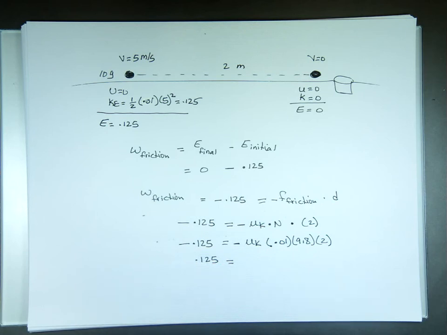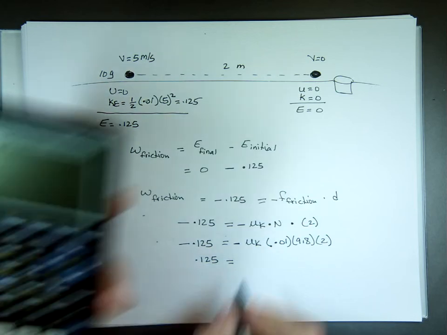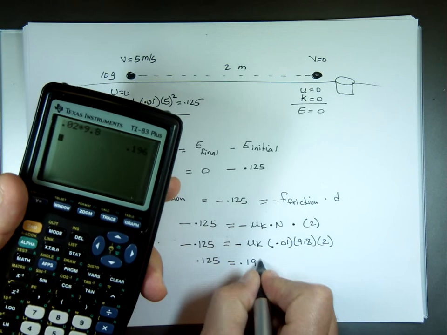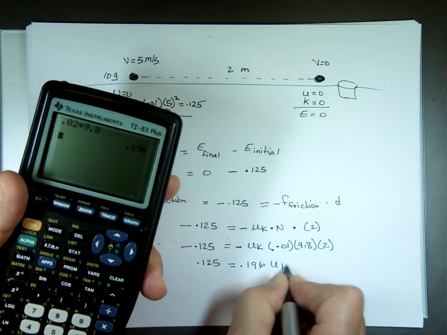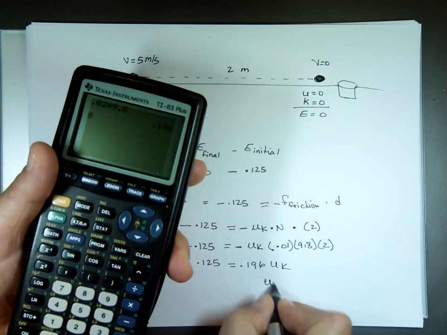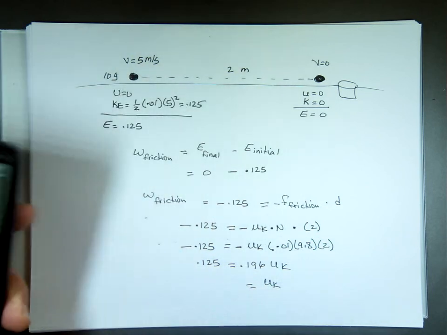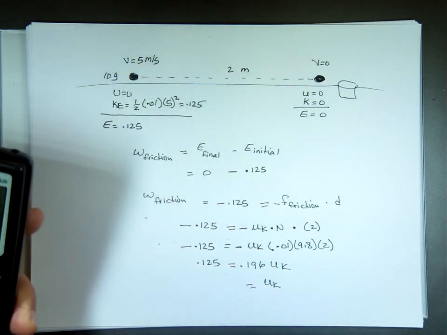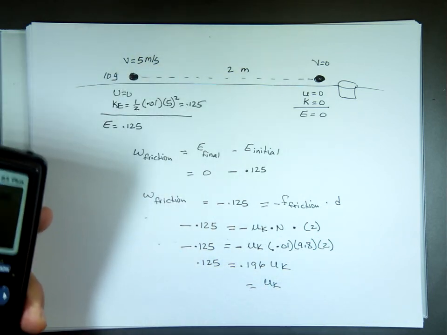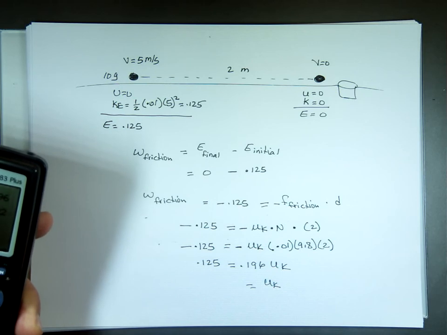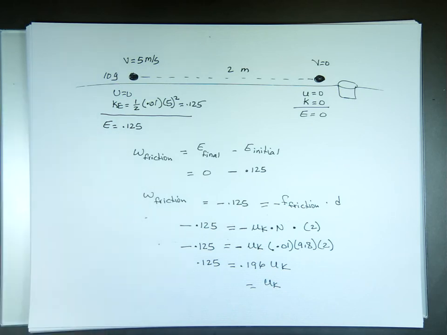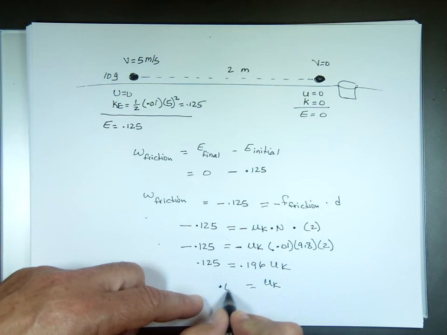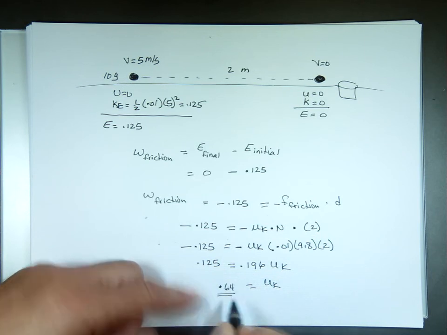0.02 times 9.8, 0.196 mu K. What's mu K? I got 0.64. That's between the grass and the golf ball.